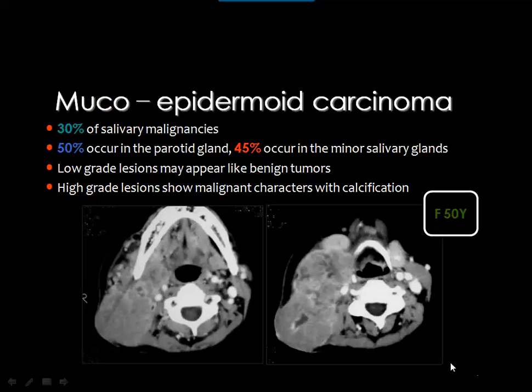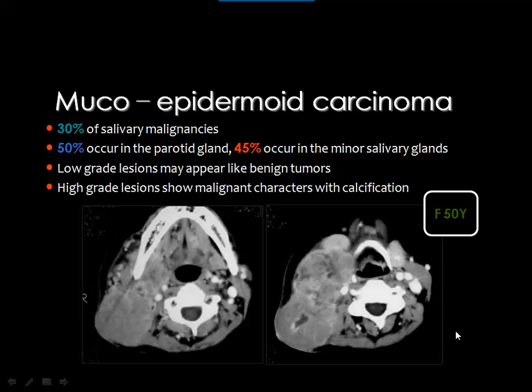Then the malignant epithelial tumors are in the category of carcinomas, like the mucoepidermoid and adenoid cystic carcinomas. The mucoepidermoid carcinoma represents about 30% of the salivary gland malignancies, and is more common in the parotid, less common in the other salivary glands.